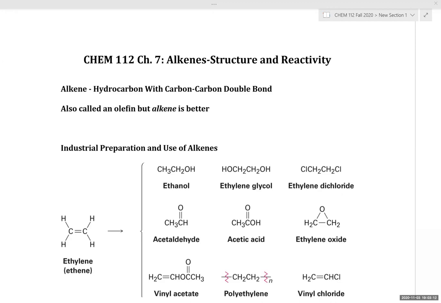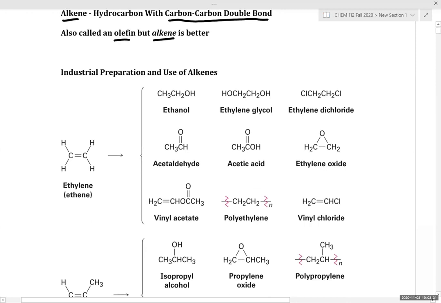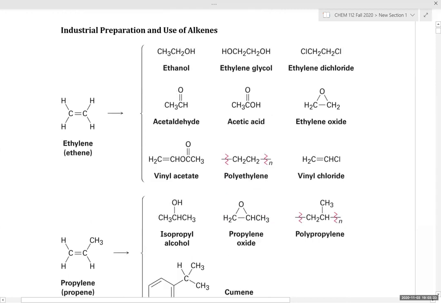Let's start our discussion of this chapter, which primarily concerns alkenes, their structure, and reactivity. So what is an alkene? It's a hydrocarbon with a carbon-carbon double bond. Also called an olefin, but alkene is more descriptive. Now, alkenes are really useful in that they can be derivatized to make a range of potential products.